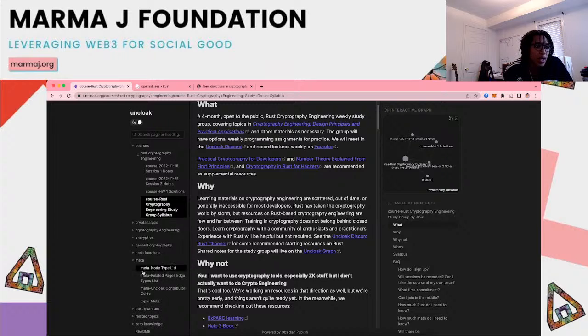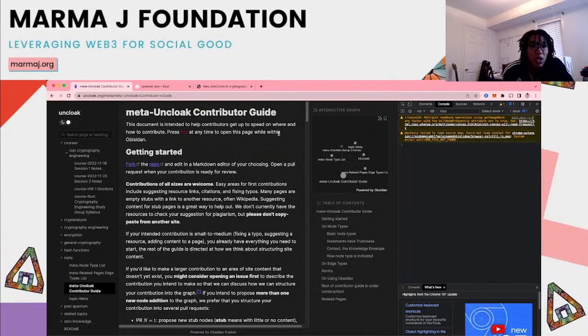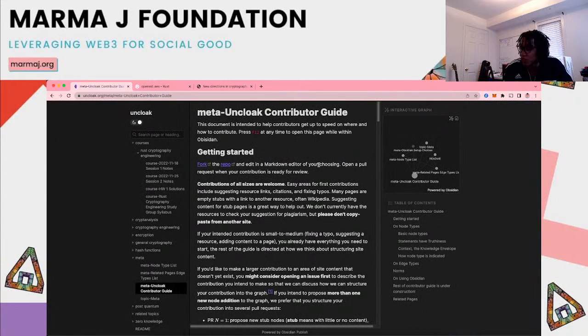But the point is, we also have this wonderful contributor guide. That's all that matters. So, Uncloak Contributor Guide, documented to help contributors get up to speed on where and how to contribute. Press F12 at any time to open this page while within Obsidian. So let me click F12 right now. Cool, didn't do anything for me. But I'm assuming on my other device, let's try it. I don't even have Obsidian on this device that I'm currently streaming from. But I just downloaded a new version of Obsidian on my laptop.